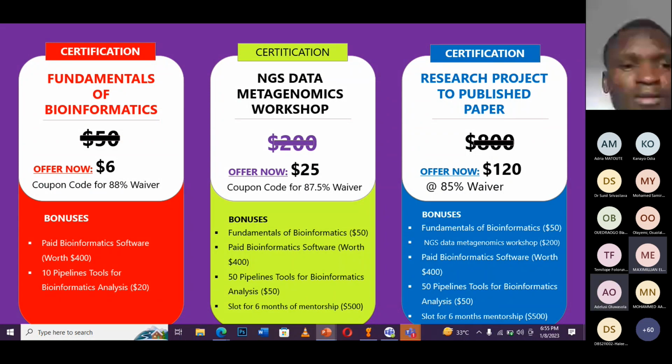Please, regarding the first package, fundamentals of bioinformatics, you said it's now $6. Yes. You said here we can also learn annotation and whole genome sequencing in this fundamentals of bioinformatics? Yes, whole genome sequence for phylogenetics, for evolutionary study, not the ITS sequencing. Yes, ITS and whole genome are both inclusive.